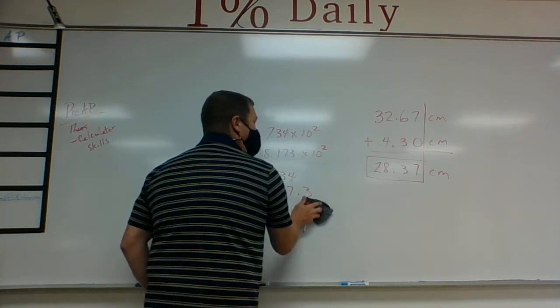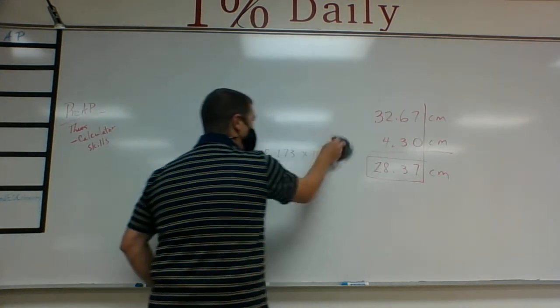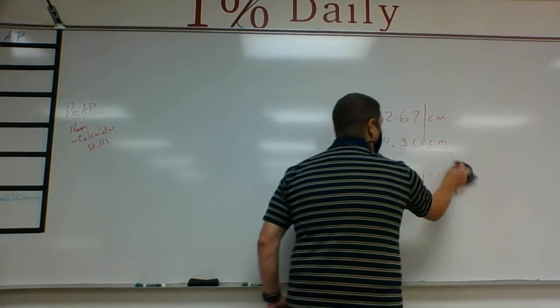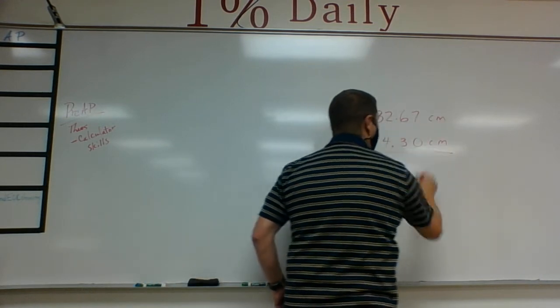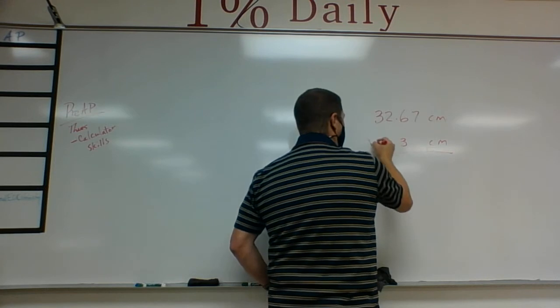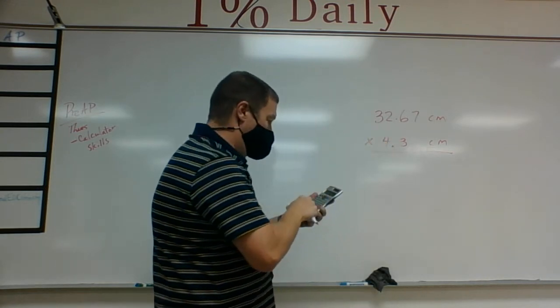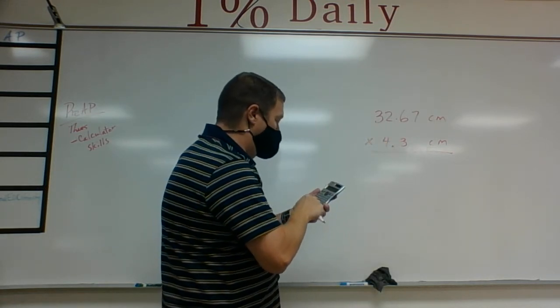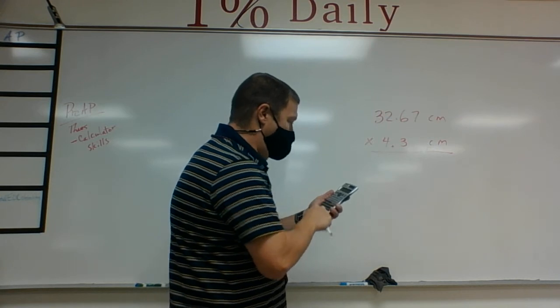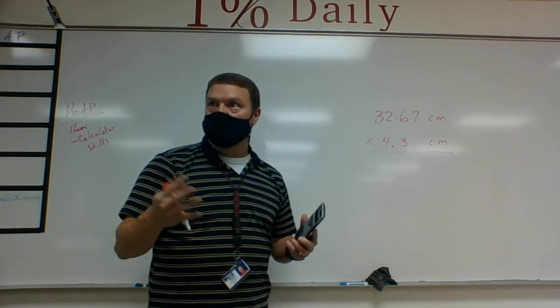Let's take those same numbers and change the rules. We're going to multiply. Take those 2 numbers and multiply. Take that line out. Okay, so there's our original numbers. 32.67 times 4.3.